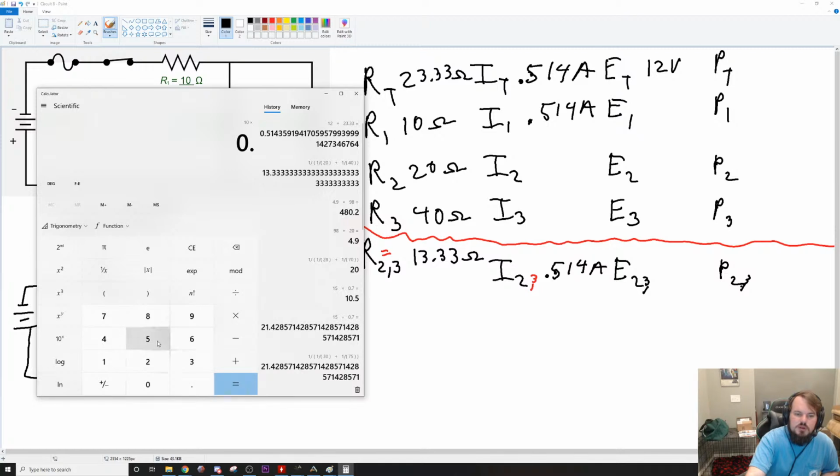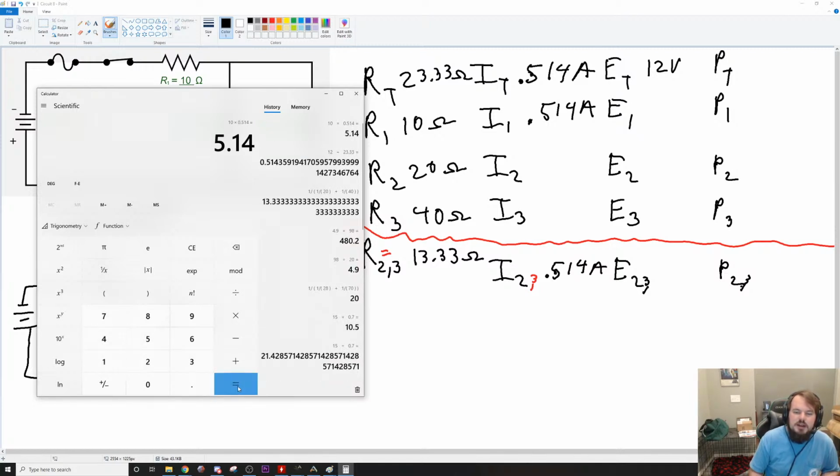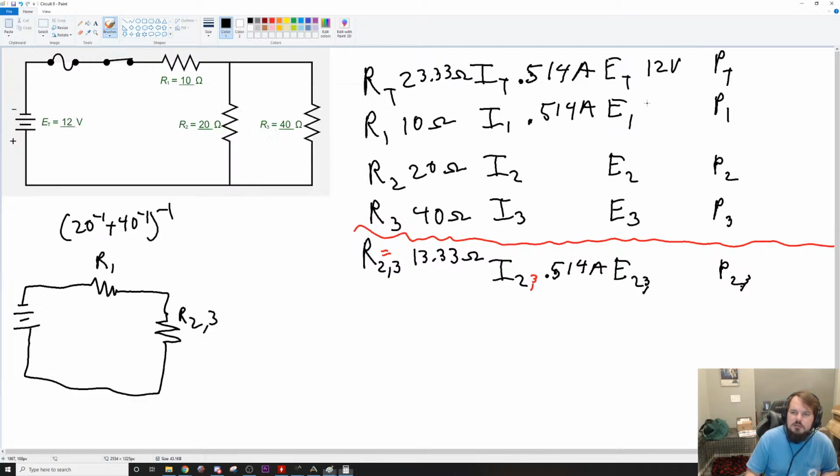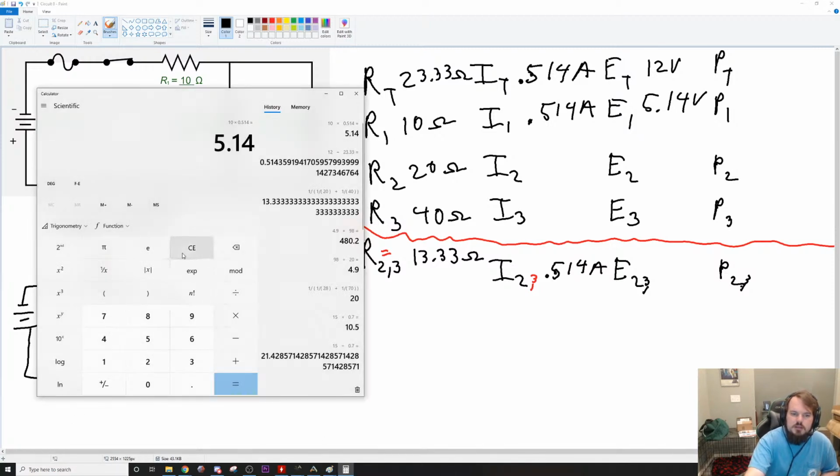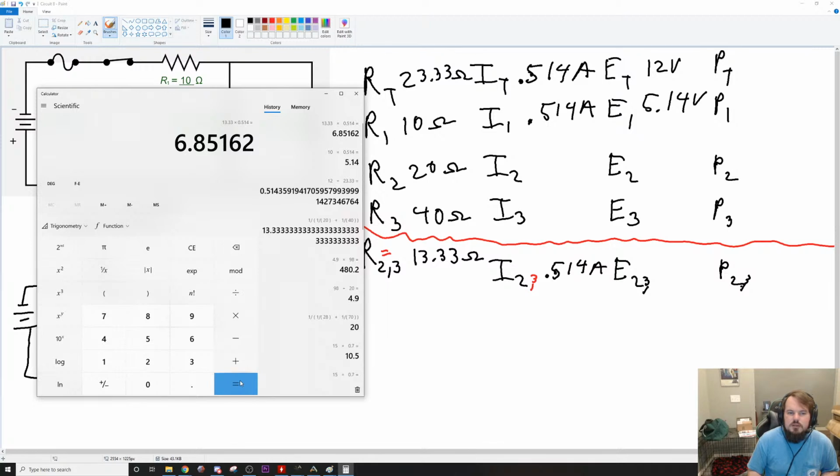10 times 0.514. Okay, I should have known that one. 5.14 volts. And clear. 13.33 times 0.514. 6.85.